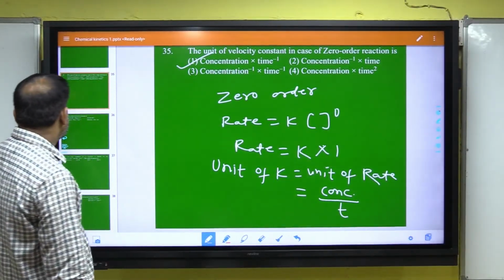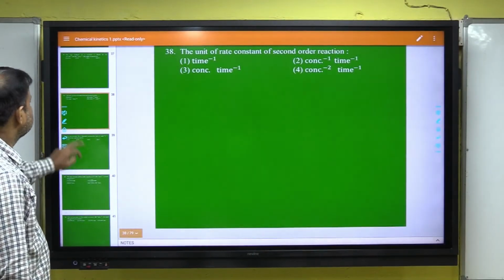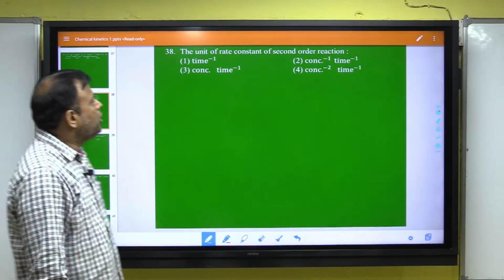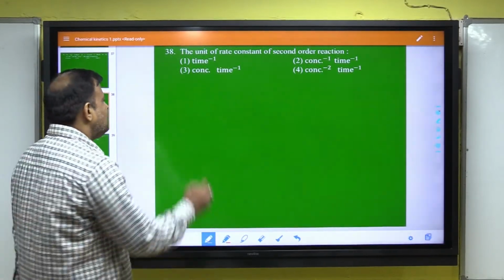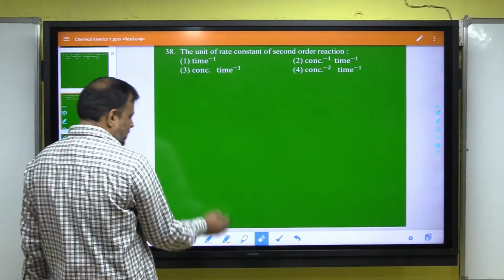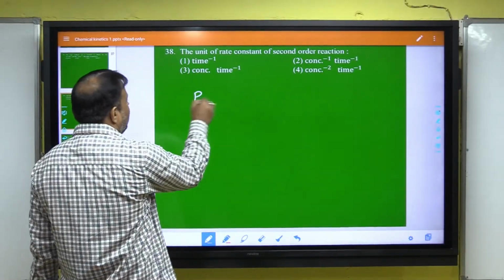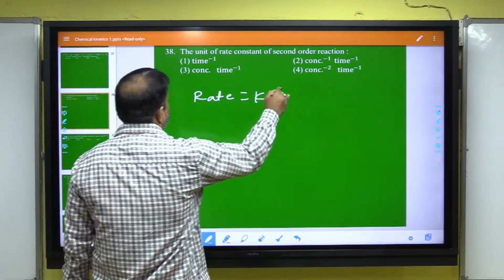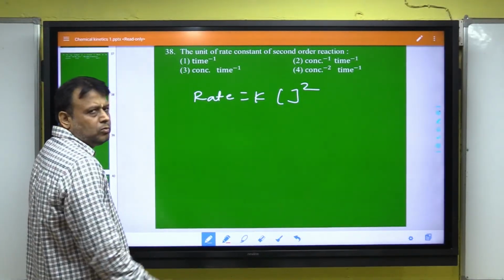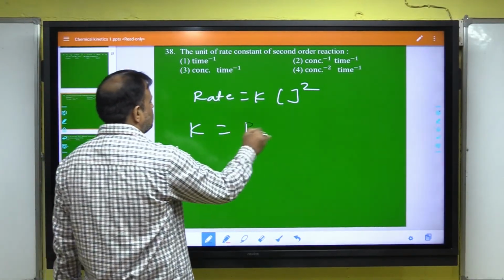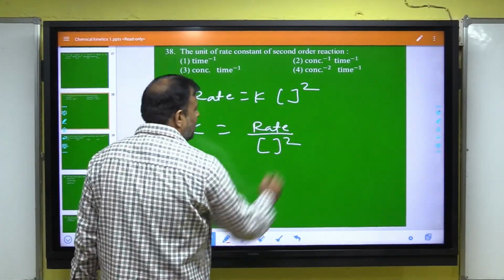Clear? Next. Question number 38. The unit of rate constant for second order. Listen. In second order, rate is equal to K and conc to the power 2. It is second order. Yes or no? K is equal to rate by conc to the power 2.